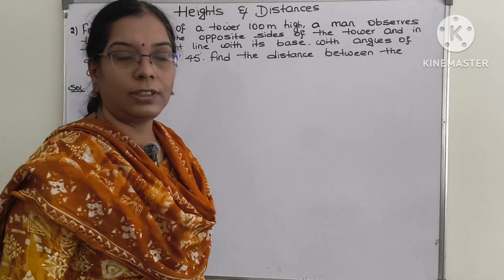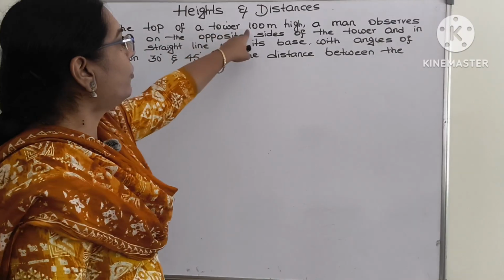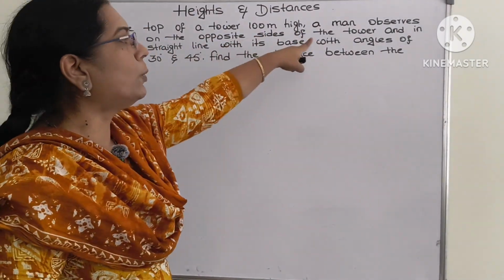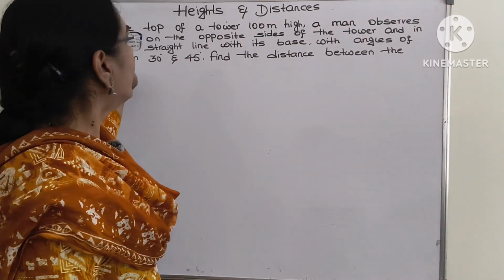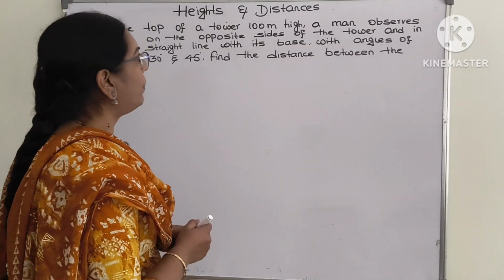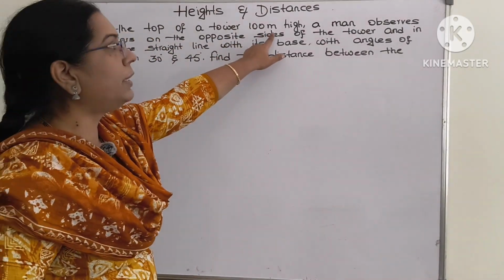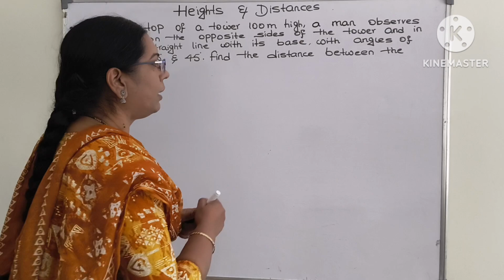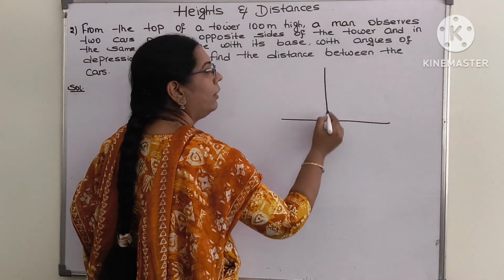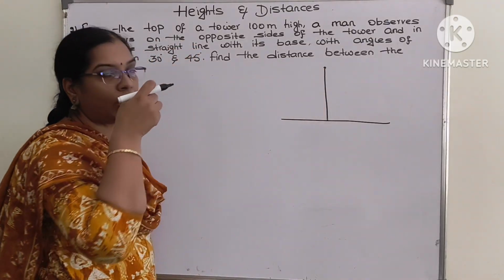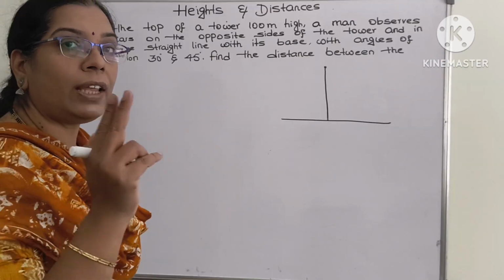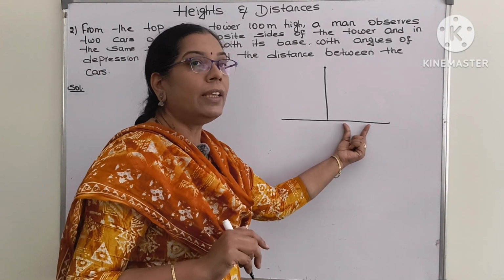The next one. From the top of a tower 100 meters high, a man observes two cars on opposite sides with angles of depression of 30 and 45 degrees. Let us understand this step by step. There is a tower 100 meters high and where is the man? He is on top of the tower. So let this be the ground and let this be the tower. Where is the observer? He is on top of the tower. And there are two cars and he is observing both of them. And where are the two cars? The cars are not on the same side.